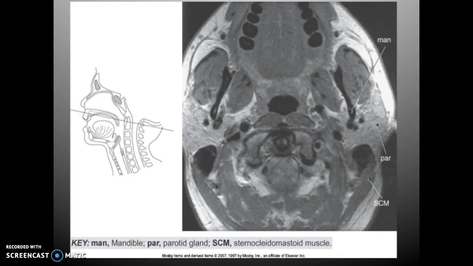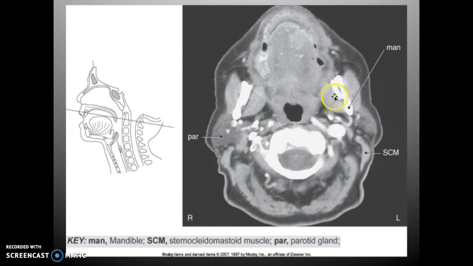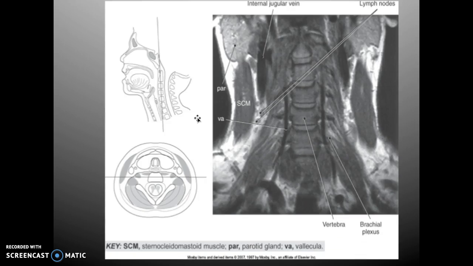Okay, so looking at this axial MRI T1, you can see the mandible here. You have your parotid gland, and here's your sternocleidomastoid muscle, so the SCM. Here's your mandible, and here's a piece of your SCM, your parotid gland, so you can see how it's a different density. So that's what we're looking for. So when you're doing lab, I'll say, what density is it? And that's your cue that that's the parotid gland.